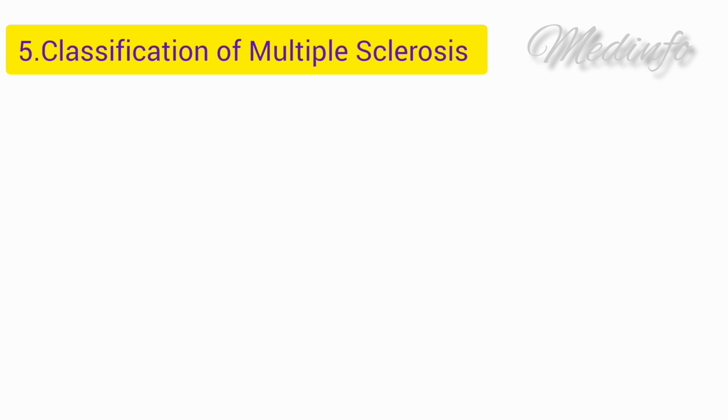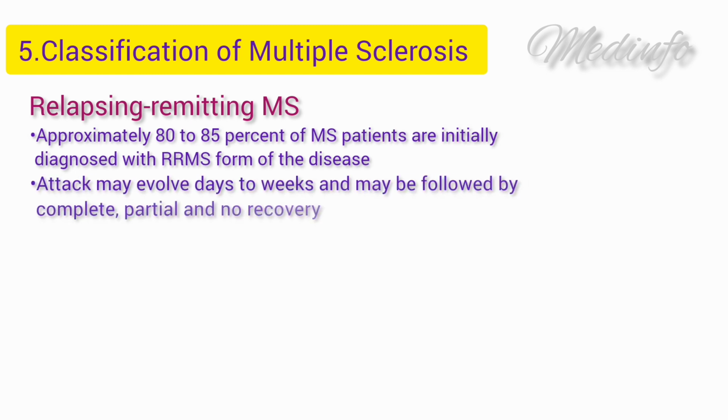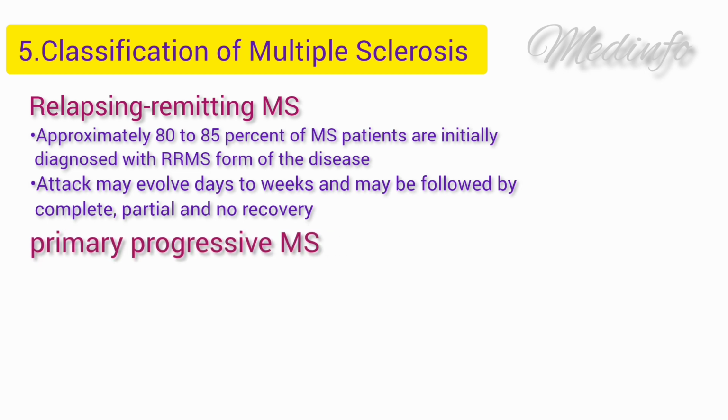Classification of multiple sclerosis. These are of the following types: relapsing and remitting multiple sclerosis. Approximately 80 to 85% of multiple sclerosis patients are initially diagnosed with the relapsing and remitting form of disease. Attacks may evolve over days to weeks and may be followed by complete, partial, or no recovery.